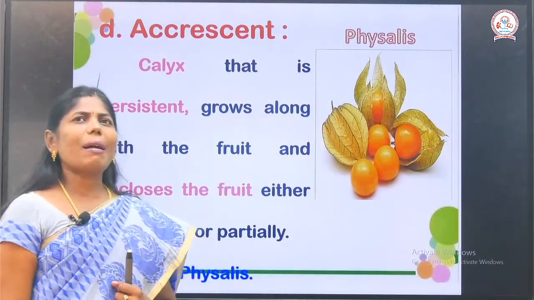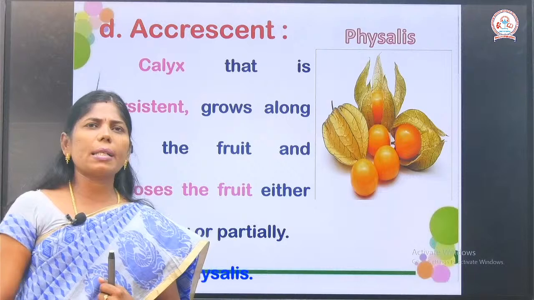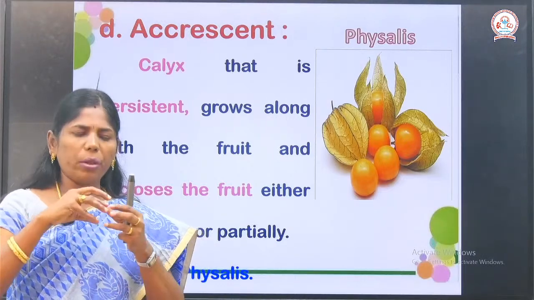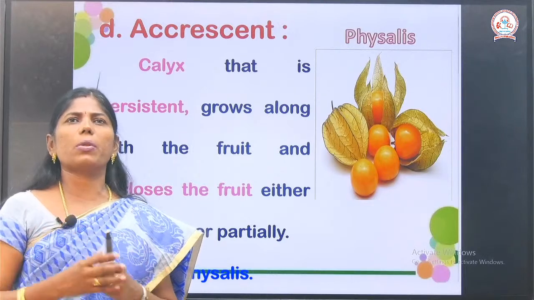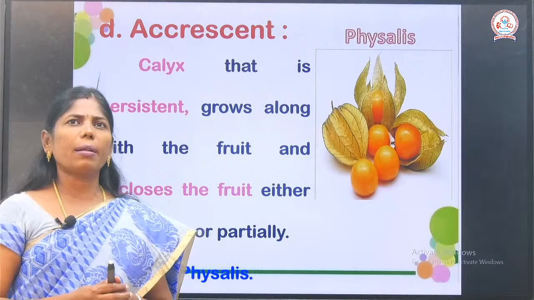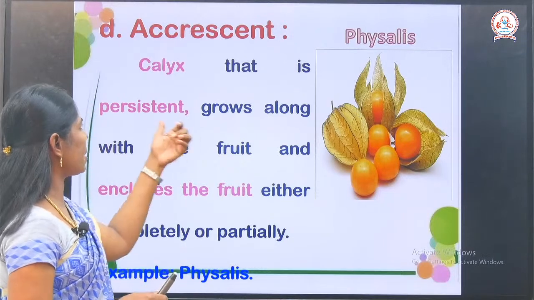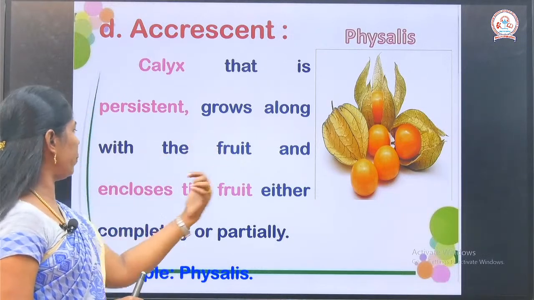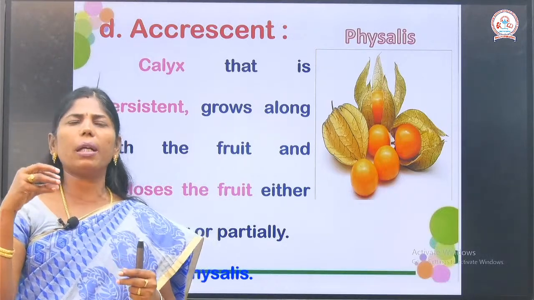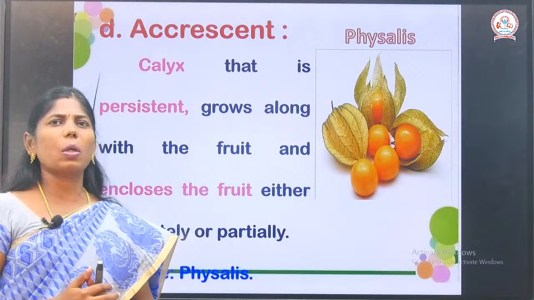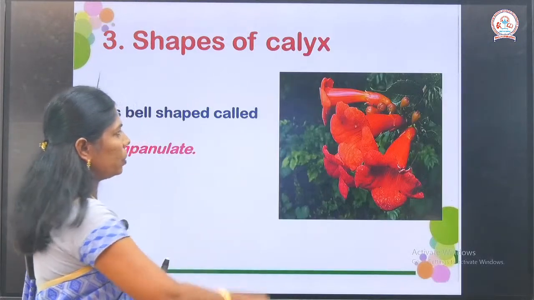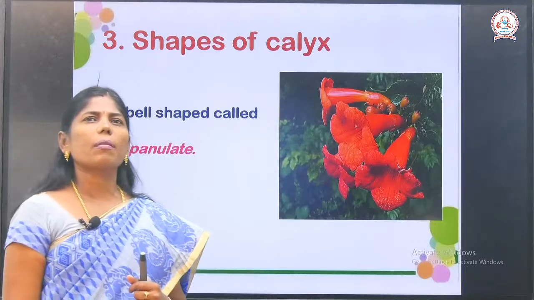Next one is accrescent. Here the calyx completely encloses the fruit and protects it. So that is called the accrescent type. The third type is accrescent: the persistent calyx that grows along with the fruit and encloses the fruit. It forms along with the fruit and fully encloses it. An example for that is Physalis, which we call sodakku thakkali.